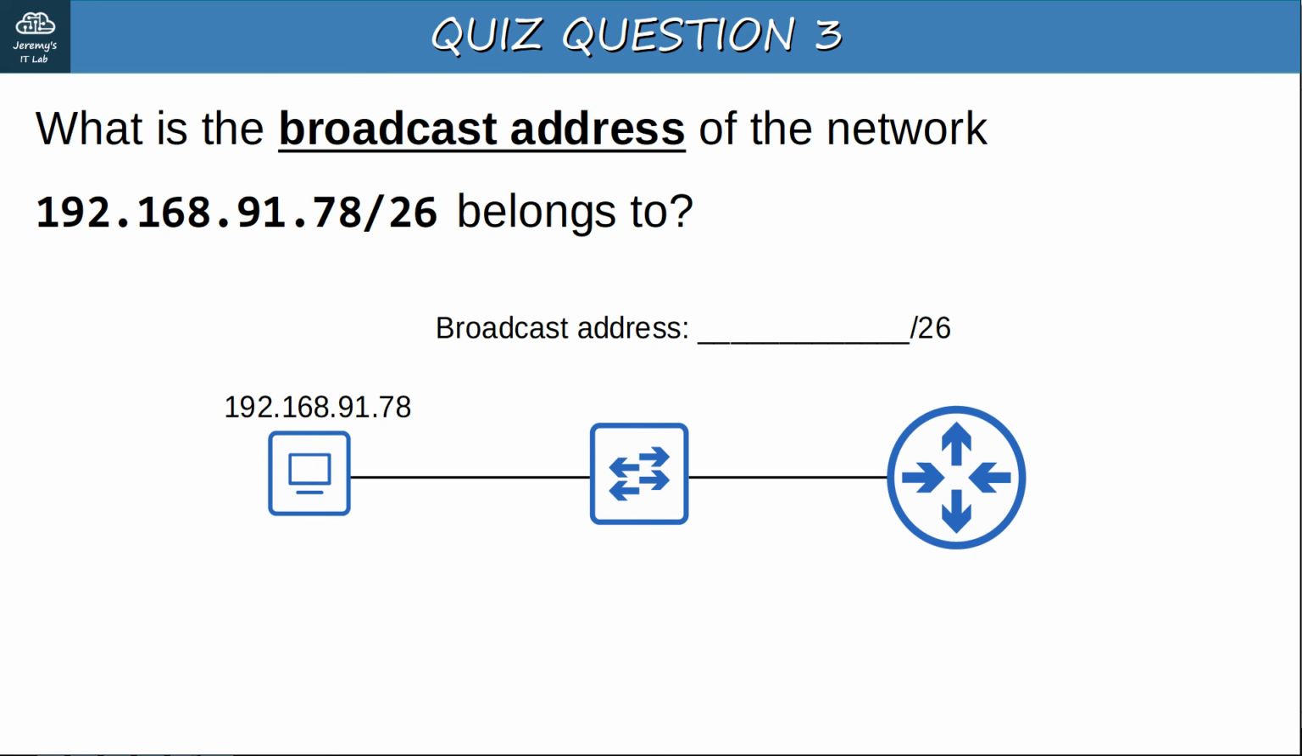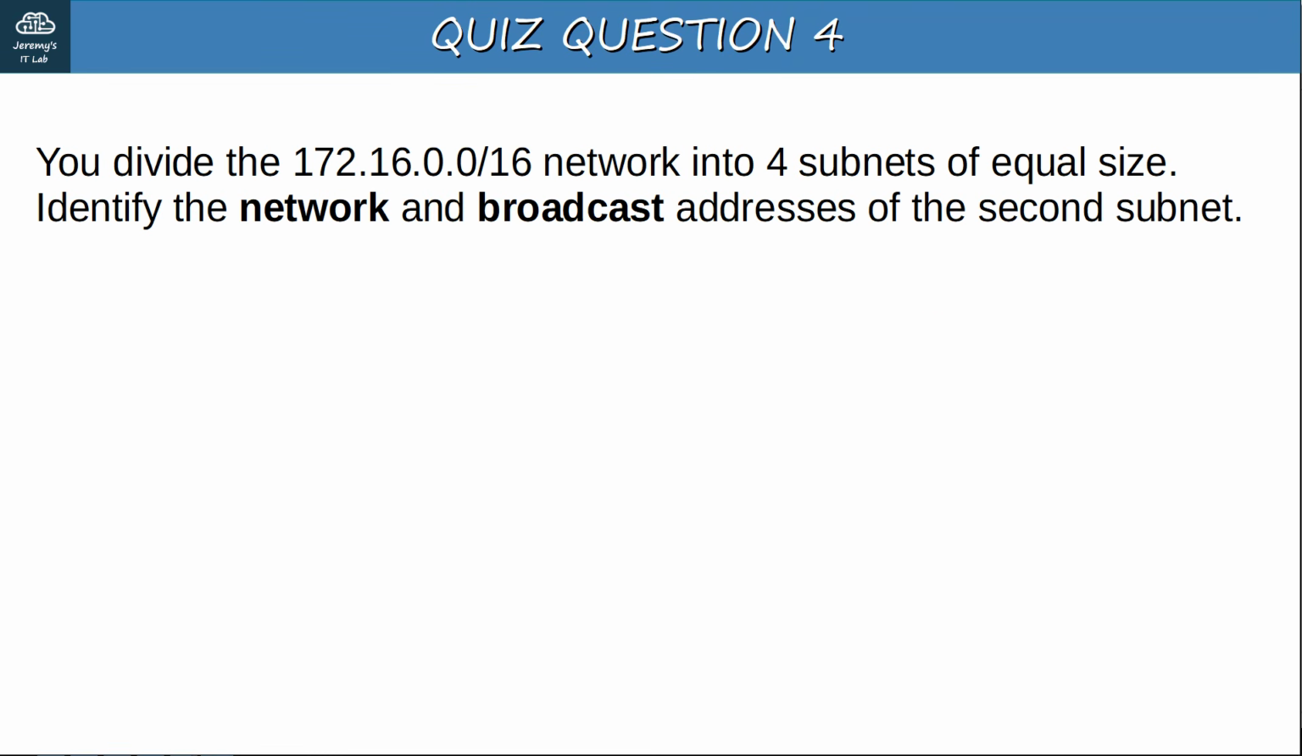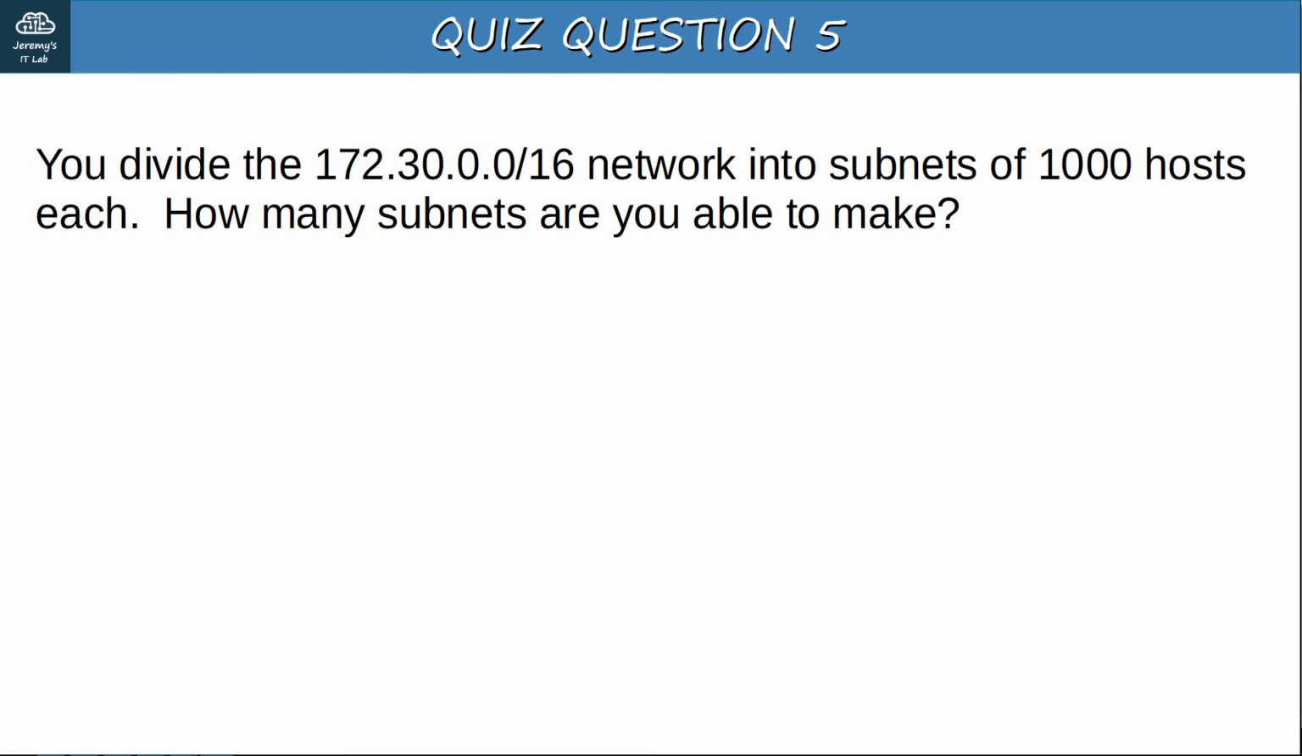Okay, let's go to question 4. You divide the 172.16.0.0/16 network into 4 subnets of equal size. Identify the network and broadcast addresses of the second subnet. Pause the video to find the answer. Okay, let's go to the last question, question 5. You divide the 172.30.0.0/16 network into subnets of 1,000 hosts each. How many subnets are you able to make? Pause the video to find the answer.